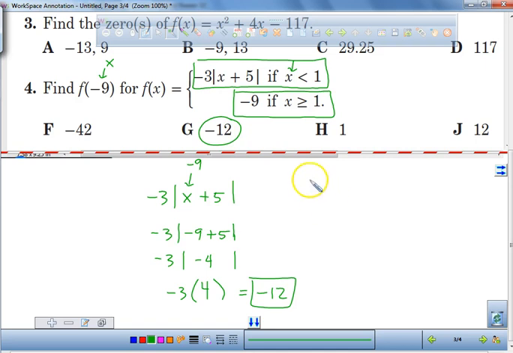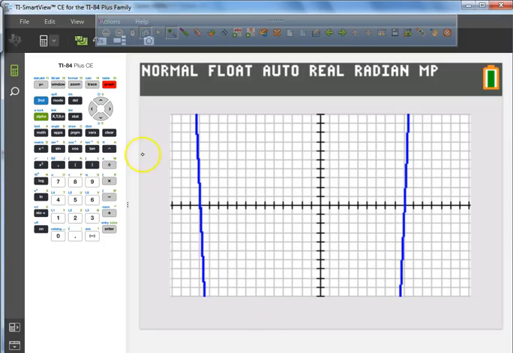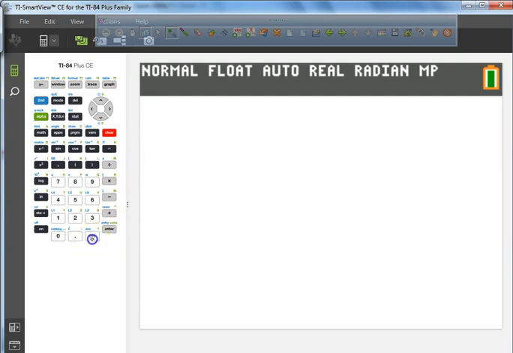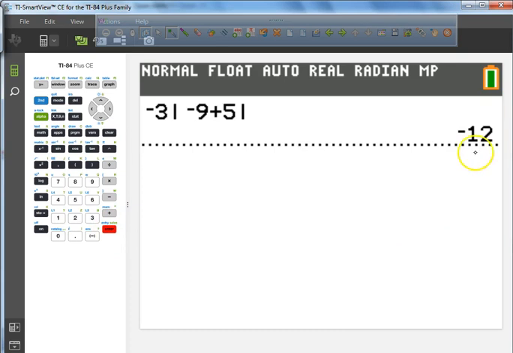Now, I did this by hand, but could you do this in the graphing calculator? Sure. Here's how you do it. Go here, hit second quit, type in a negative 3, open up the absolute value, which is alpha window enter, type in a negative 9. What are we going to do? We're going to add a 5 to it. You're going to press enter, and what do you get? Negative 12.